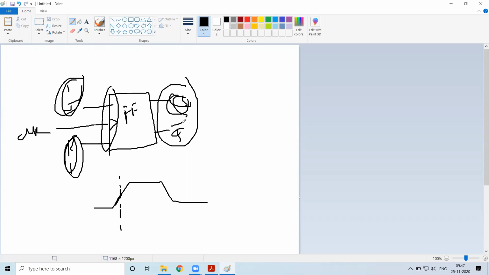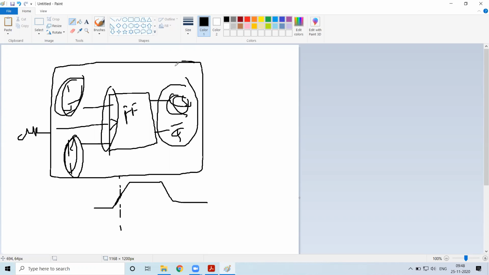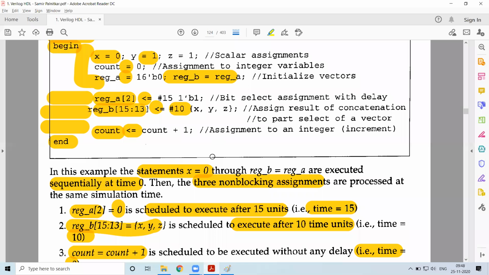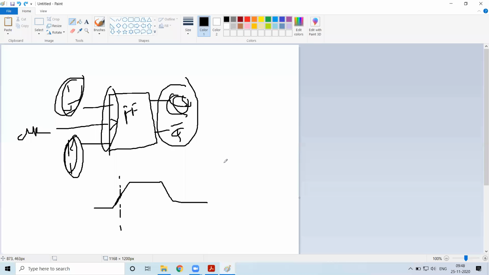So both will be happening independently, that is, they'll be non-blocking. Such kind of behavior we have to model. That's why in a hardware description language, we have to have these kinds of non-blocking assignments. So this is one simple example that I have taken.